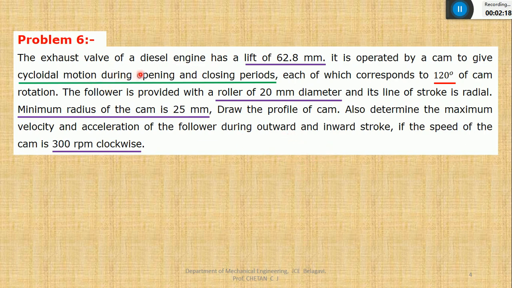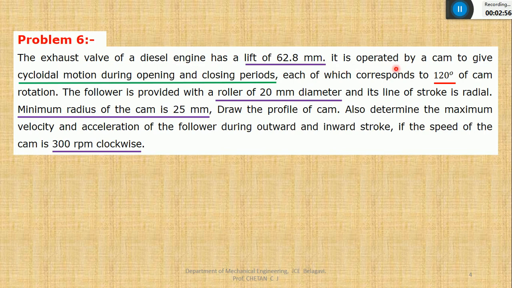You can see in this problem, the cam and follower is used to control the movement of the exhaust valve of a diesel engine, and it has a lift of 62.8 mm. It means the valve that is used to control the opening and closing of the exhaust port has a lift of 62.8 mm. It means the maximum distance traveled by the exhaust valve is nothing but 62.8 mm. This is nothing but the stroke length of the follower, that is S.